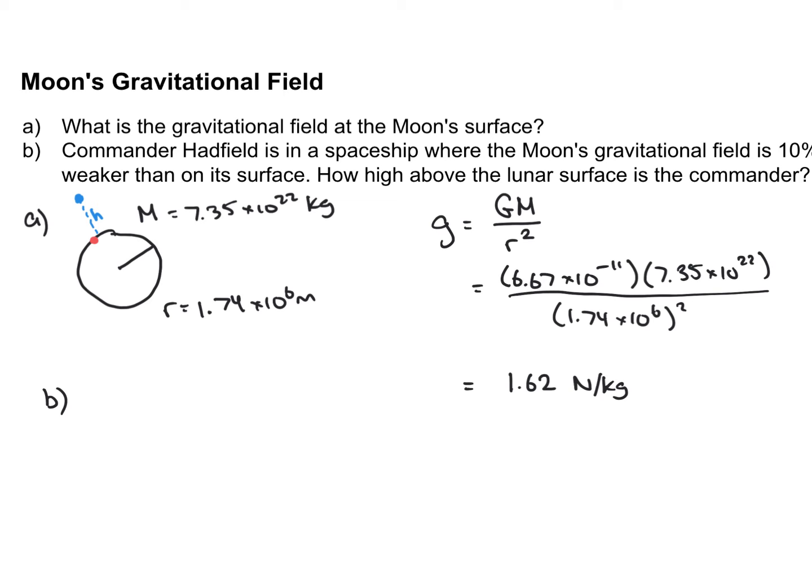And it's known that the gravitational field strength is 10% weaker. So basically it's 90% of 1.62. Okay, 10% weaker means it's only 90% of the original. So that would be 0.90 times the answer to part A. So that's 1.457. I'm going to keep an extra digit just in my steps here.